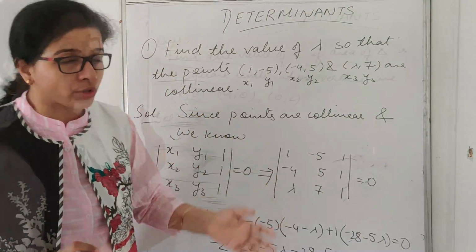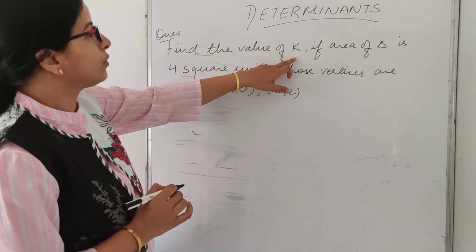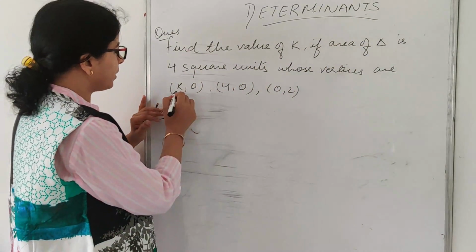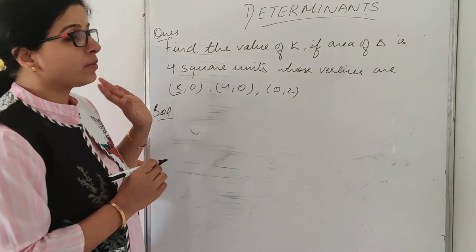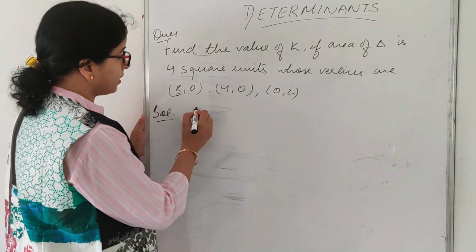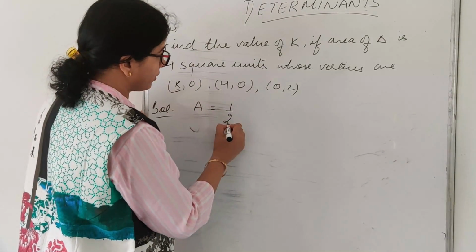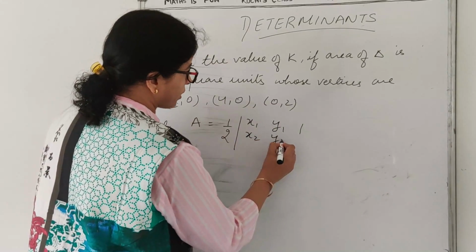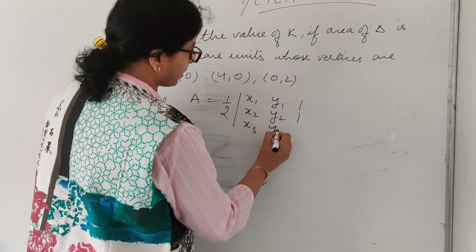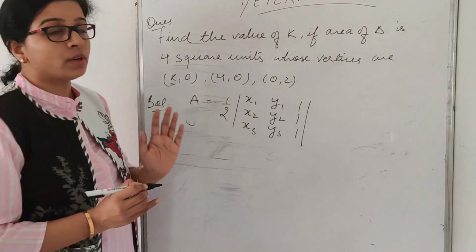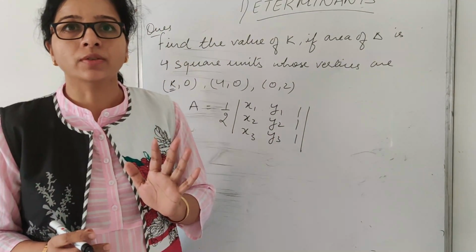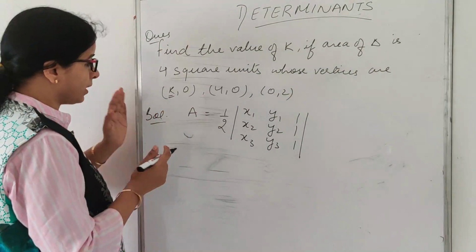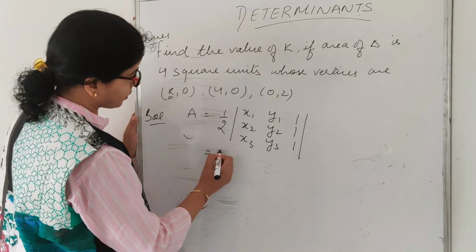So now I will do one more question. Find the value of k if the area of the triangle is 4 square units whose vertices are given. So I have to find the unknown quantity when I have been provided with the area. What is the formula for the area? Area is equal to half times the determinant x1 y1 1, x2 y2 1, x3 y3 1. Moreover, you know that the area of a triangle has to be positive, so we take the absolute value of the determinant, right?